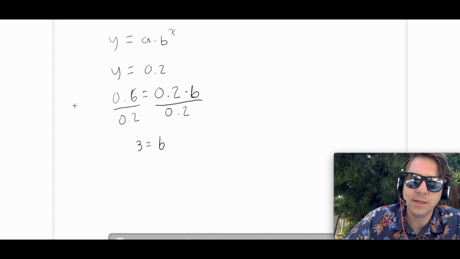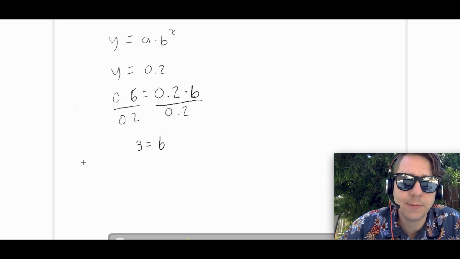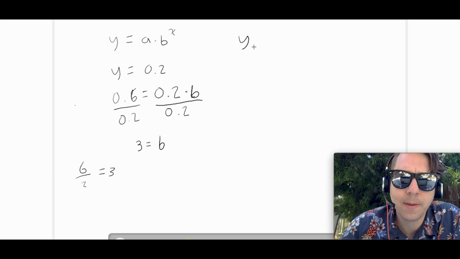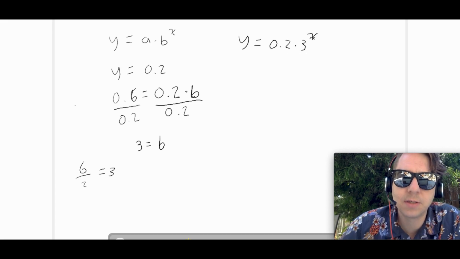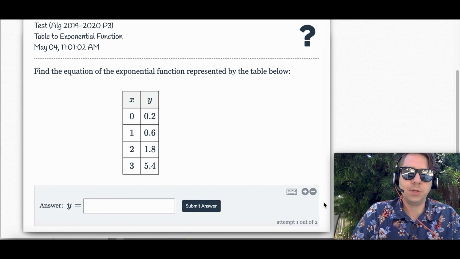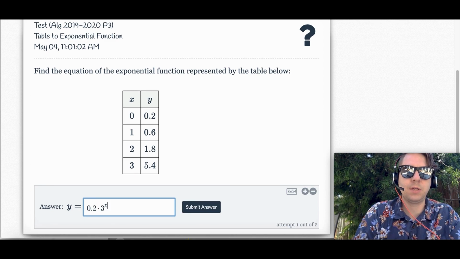Another way to see that is 0.6 over 0.2 is the same thing as 6 over 2, which is 3. So we now have our b. So y equals 0.2 times 3 to the x. And that's going to be our final answer: y is equal to 0.2 times 3 to the x power.